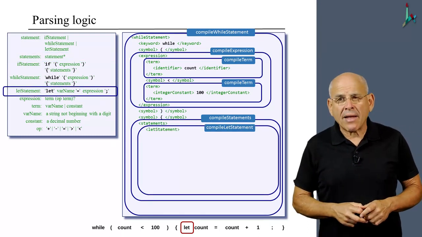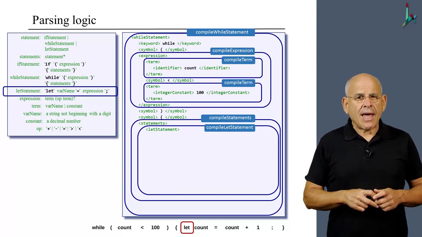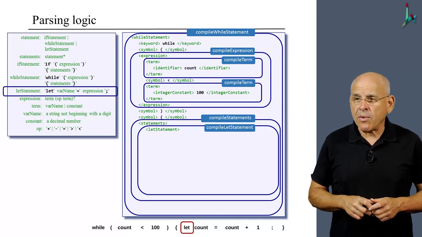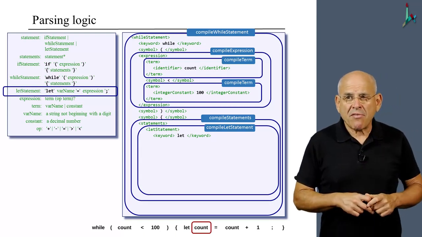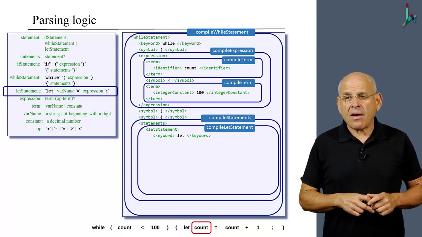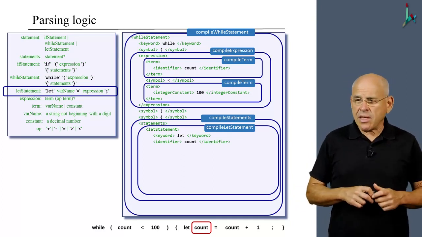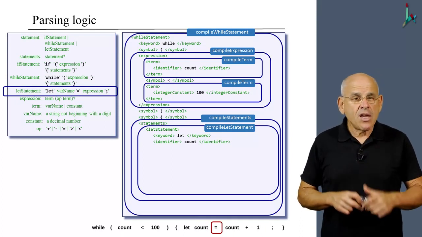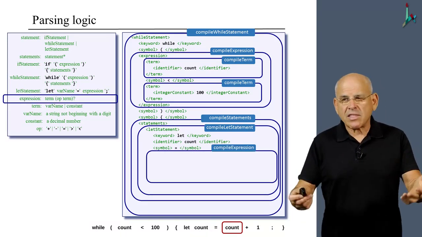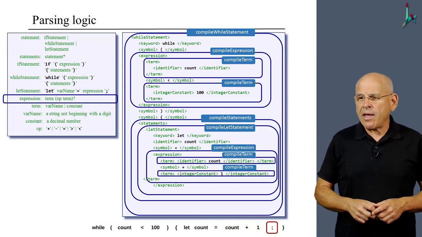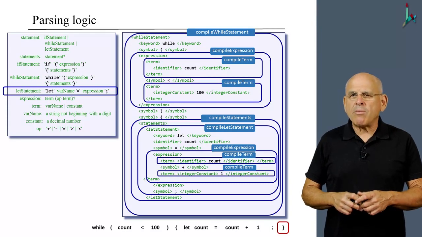So we call compile let statement, and the right-hand side of the rule says you should expect to see a let token. Indeed, we have a let token, so we record it. Then you should expect to see a var name. We look at the current token. Indeed, we have a var name here, so we record the fact that we have the identifier count, and we advance. Then we should expect to see an equal sign. Indeed, we have an equal sign, so we record it and advance, and so on and so forth. Now we have an expression that we process in a similar way, and at some point we'll be done with the let statement, and we'll be back to the statements.